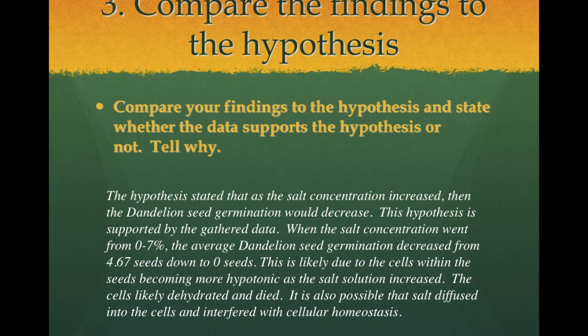So if we go to our student example, it says the hypothesis stated that as the salt concentration increased, then the dandelion seed germination would decrease. This hypothesis is supported by the gathered data. When the salt concentration went from 0 to 7%, the average dandelion seed germination decreased from 4.67 seeds down to 0. This is likely due to the cells within the seeds becoming more hypotonic as the salt solution increased. The cells were likely dehydrated and died. It's also possible that salt diffused into the cell and interfered with cellular homeostasis.